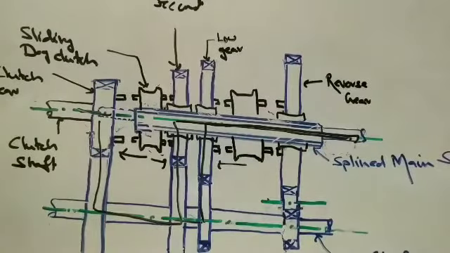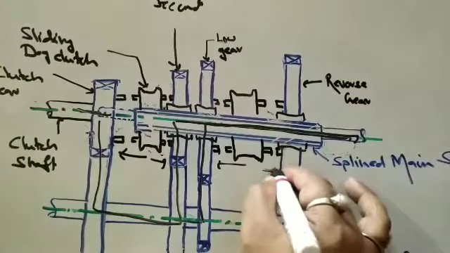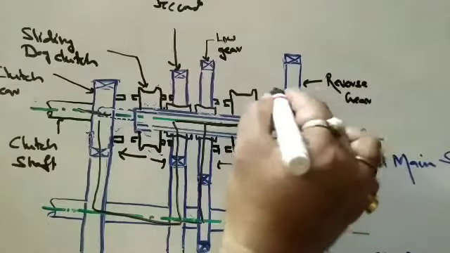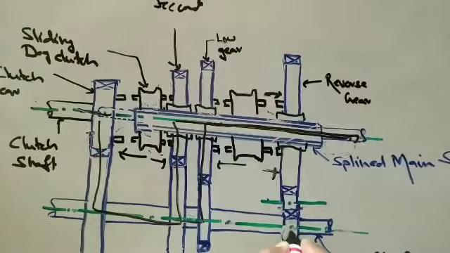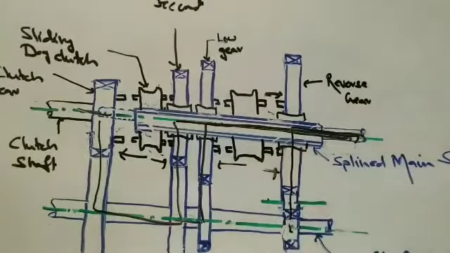Now when the second dog clutch moves to the right, it is engaged with the reverse gear, and the power moves like this. Now this is the example of the constant mesh gearbox.